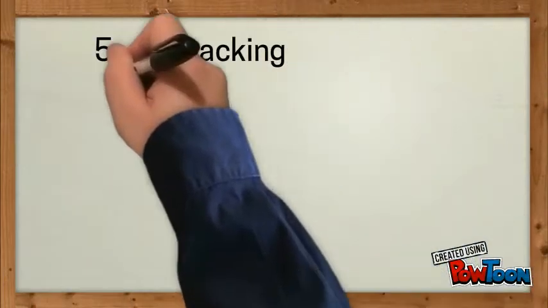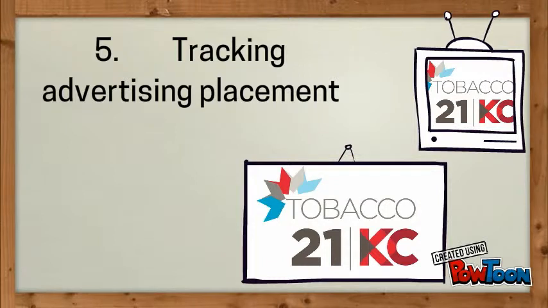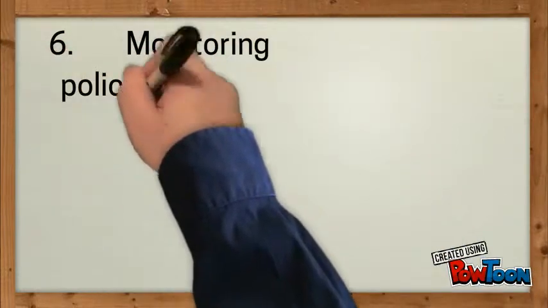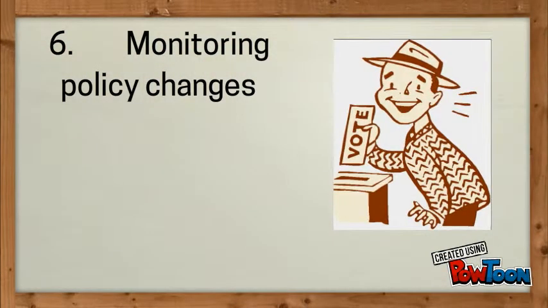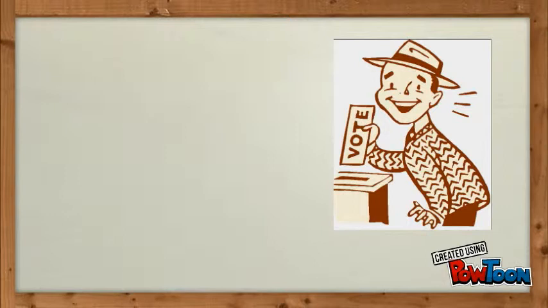We can also track our advertisement placement. So this helps us compare the reach, frequency, and impression of paid space or free space. Monitoring policy changes allow us to assess voter trends or private organizations' policies that are resulting from our efforts or can help shape our continued efforts in the future.